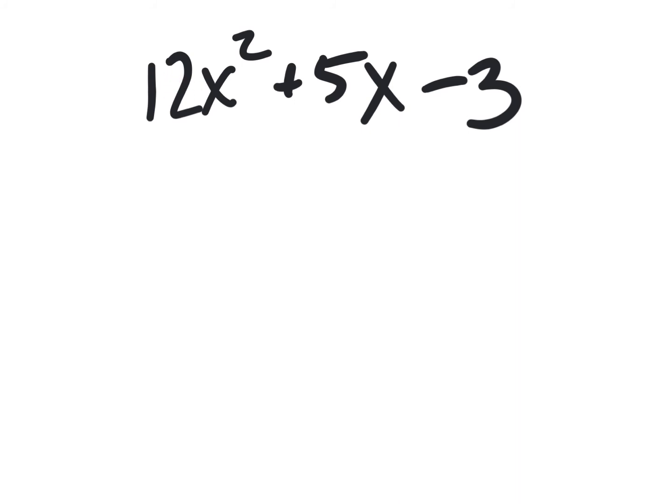A long time ago, I showed you guys this multi-step process on factoring quadratic trinomials when your a value is not 1. Does anybody remember step 1? Yes, multiply a times c, right? Remember, a is 12, c is negative 3. So what is a times c? It's 12 times negative 3. What's the answer? Negative 36, okay.